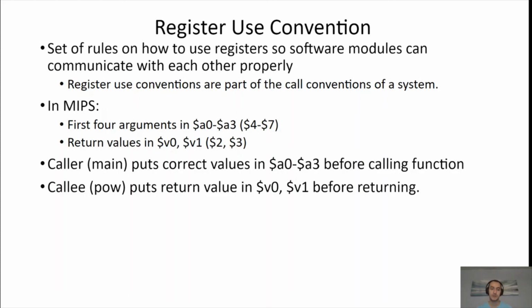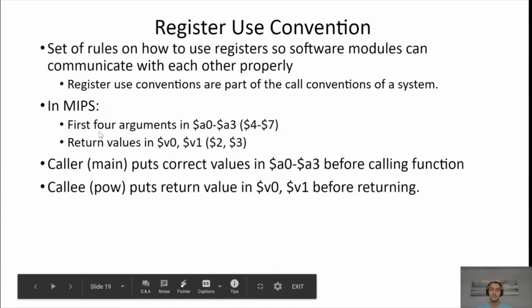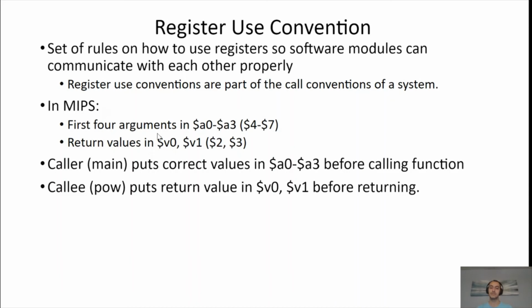So what are those conventions? We have four placeholders for arguments, and those are registers A0 to A3. So A0, A1, A2, A3. These four A registers we use for arguments. And again, by argument, I mean if you are passing something to your function. If you have some return value, we use the registers V0 and V1. So those are predefined for this purpose.